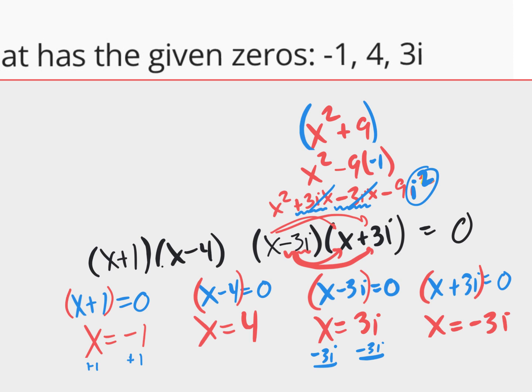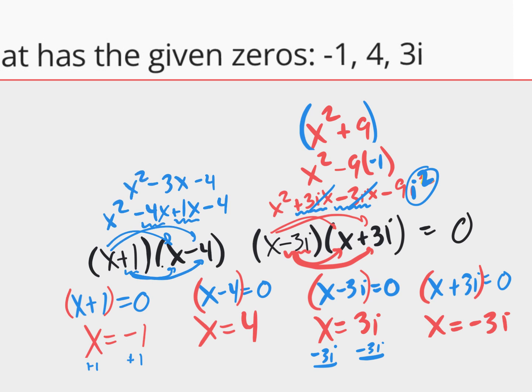And I'm going to go back to these two, and I'm going to distribute, okay? So right here, x times x is x squared, x times negative 4 is negative 4x, positive 1 times x is positive 1x, positive 1 times negative 4 is negative 4. The middle terms, negative 4x and positive 1x, you could combine to get negative 3x, with the minus 4 and the x squared in the front. So these two binomials multiplied together gave me this trinomial, okay?